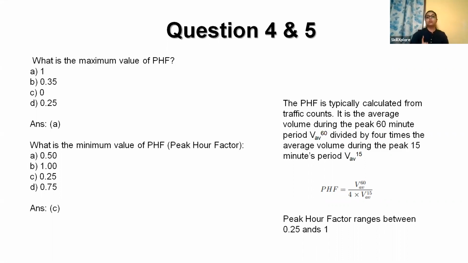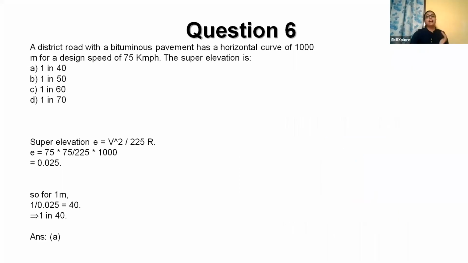So for the first question, that is the maximum value of peak hour flow, the answer is 1. That is option A. Minimum value of peak hour flow, the answer is 0.25. That is option C. Fine. So questions 4 and 5 are that.